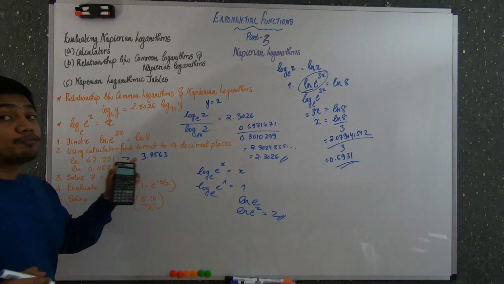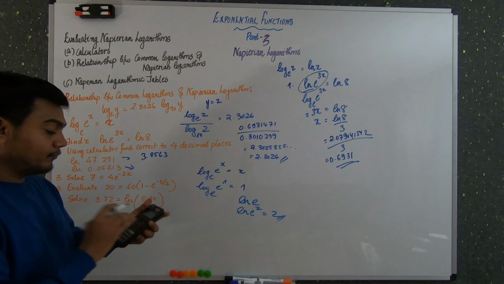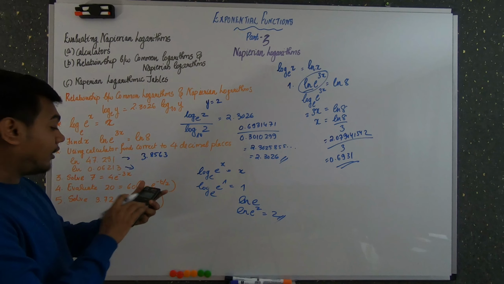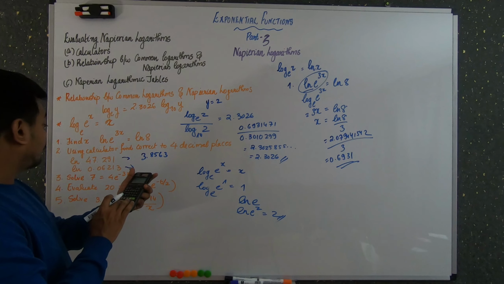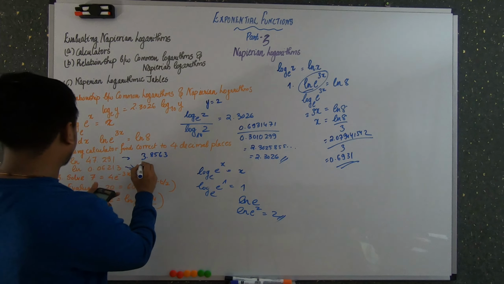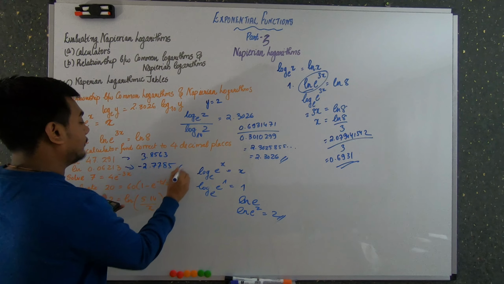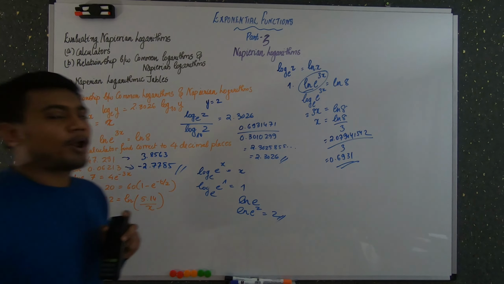3.8563. I am writing only up to 4 decimal places, right? That's why I have written only 3.8563. Now let's find what is ln of 0.06213. It is minus 2.785. So that's the answer for problem number 2.